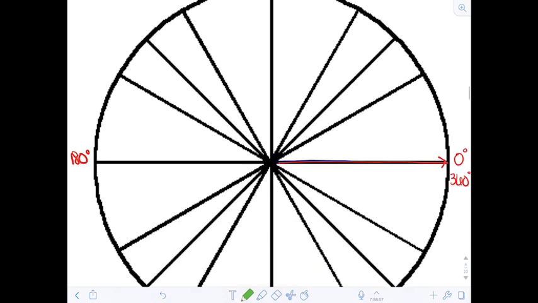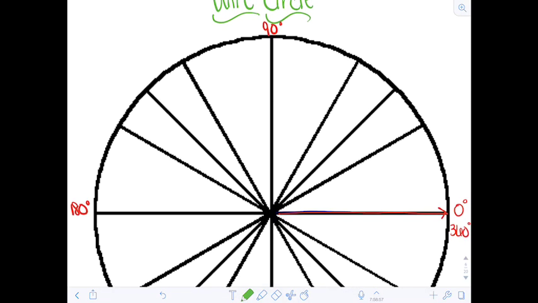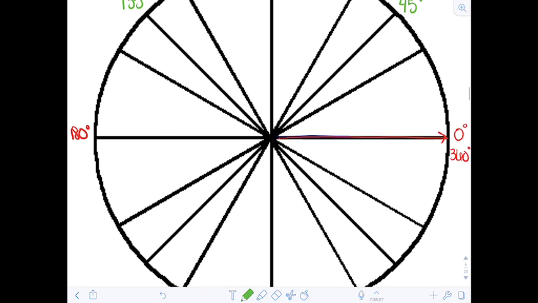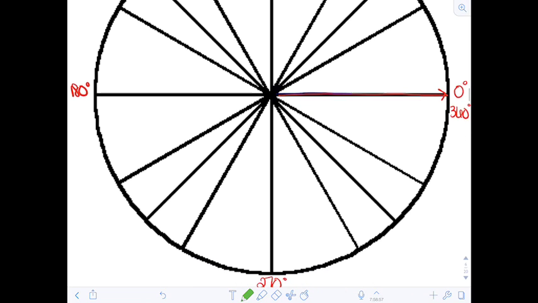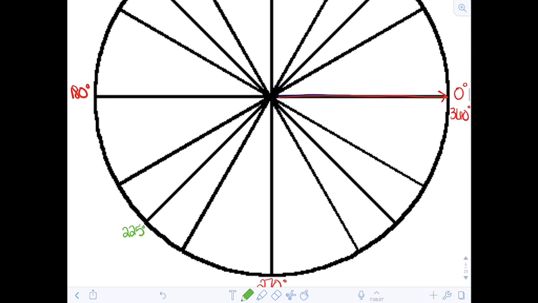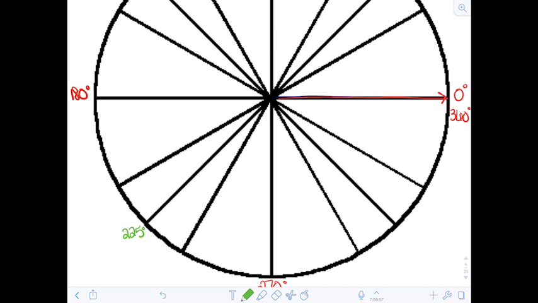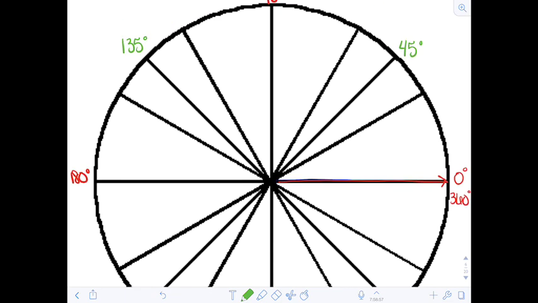Now we're going to split those quadrants up, and I'm going to go by 45s around the circle. So from 0, I'm going to cut the quadrant in half. There's my 45 degrees. Another 45 puts me at 90. Another 45 puts me at 135, bisecting the second quadrant. Another 45 puts me at 180. 45 more puts me at 225. Another 45 is 270. Another 45 is 315. And 45 more puts me at 360. So now I've done my 45s all the way around.